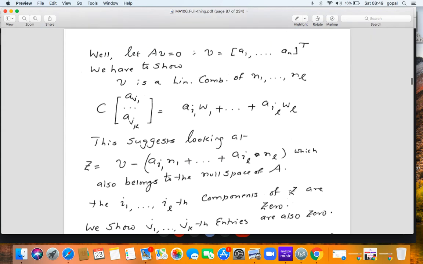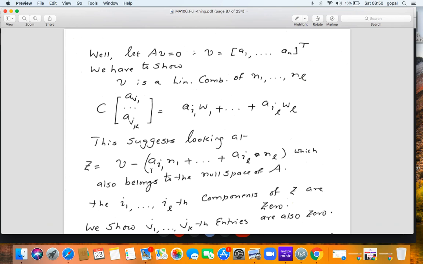Now let us do the following. Let us look at Z equal to V minus (ai1 n1 plus ... plus ail nl). V is in the null space, n1, n2, ..., nl are in the null space, so Z is also in the null space. Let us now look at the entries of Z. We will show that Z is 0. If you show that Z is 0, then we would have succeeded in showing that V is a linear combination of n1, n2, ..., nl. How to show that Z is 0?